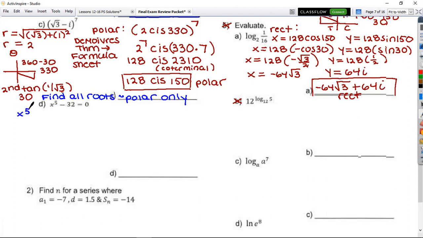So I have x to the 5th would be equal to 32. And again, I need to make it look more like this to start it. I'm going to go plus 0i because you don't have anything there. So x would be equal to the 5th root of 32 plus 0i. And now you're going to rewrite this. This is your power over root rule. So if something is 5th rooted in the front, what you do is you rewrite this as 32 plus 0i to the 1/5 power.